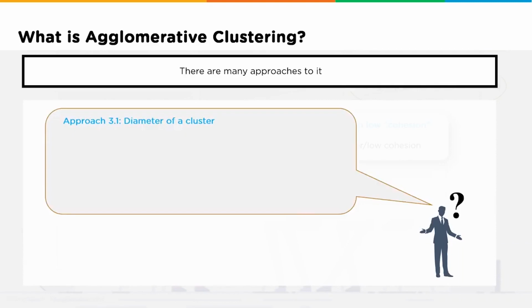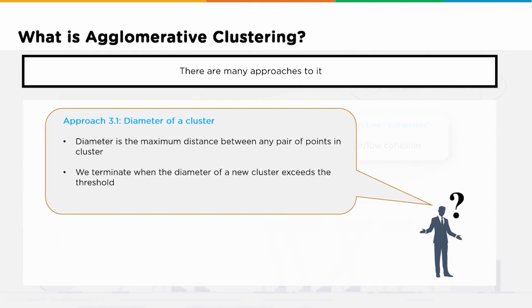The diameter of a cluster. So we're looking at the actual diameter of our cluster, and the diameter is the maximum distance between any pair of points in the cluster. We terminate when the diameter of a new cluster exceeds the threshold.